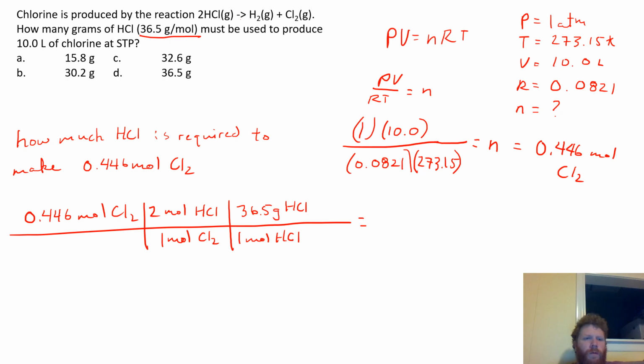Okay, so 0.446 times 2 times 36.5 divided by 1 equals 32.558, or let's call it 32.6. Do we have anything like that? Well, we have 15.8, no. 30.2, no. 36.5, no. Answer option C looks to be the correct answer.